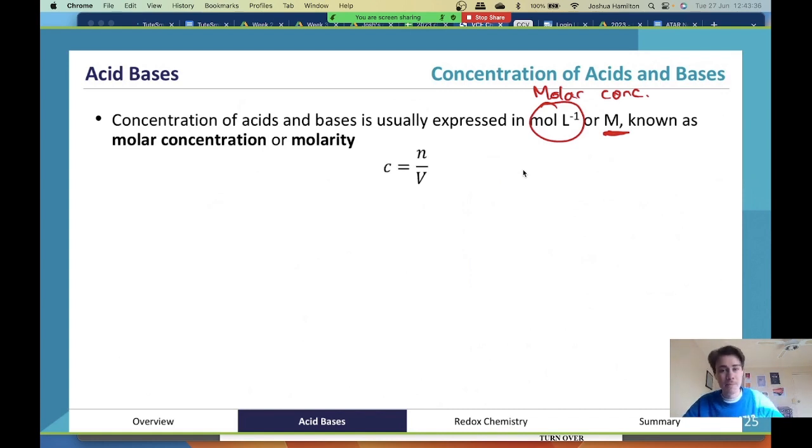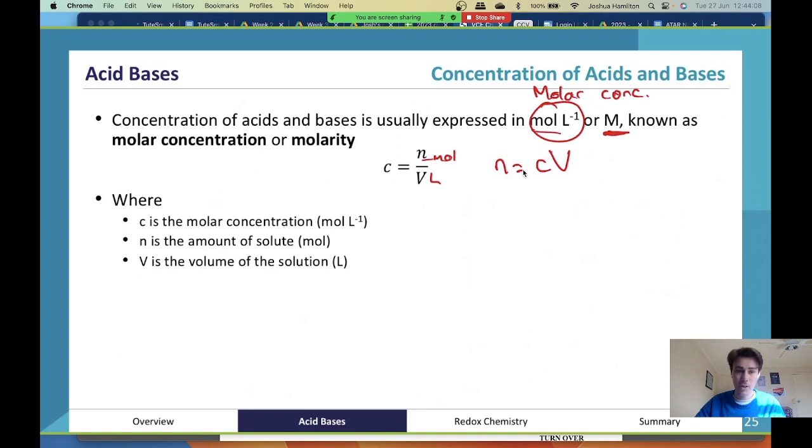This is the formula. I like to write it as n equals CV, but C equals n over V is the exact same thing. It's just the algebra way of rearranging it. n equals CV, and C equals n over V. That's a really, really important formula because it gives you molar, since it's moles over liters. So it's really important that you know how to do that. Concentration is moles over liters, n is moles, V is liters.